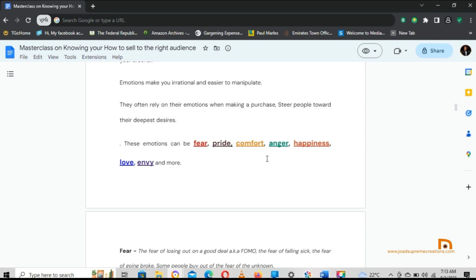Come up with a very powerful headline. Headline is very powerful. Headline will grab their attention, maybe when reading your sales copy on your sales page. It is very, very important. So once they see the headline, that is why you need to understand your audience.